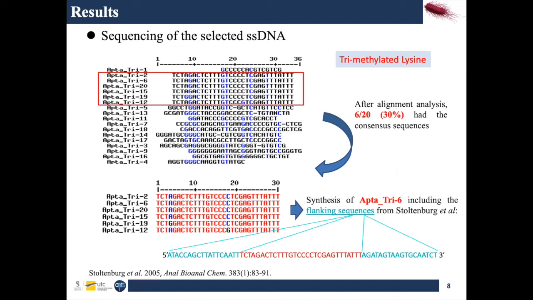As we can see, the sequence here in the middle region in red color is the high redundancy sequence, which was selected by our selection process, and the flanking sequences at the ends are those which were used for PCR amplification.